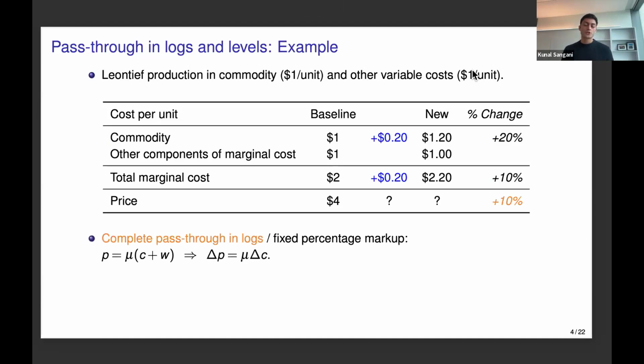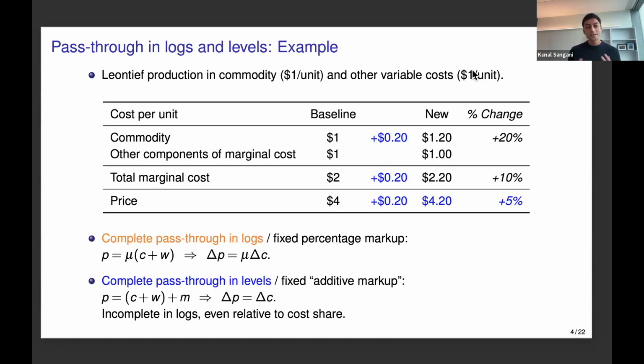Now, a lot of macro and trade models predict that firms will exhibit complete pass-through in percentage terms in the long run. So they'll have a fixed percentage markup over marginal costs. And if that's the case, that means that they should increase their price by the same percentage amount as marginal costs. In this example, that means that they should raise their price by 40 cents. And of course, that means that the pass-through in levels would be 40 cents over 20 cents, or 2, exactly equal to the firm's gross markup.